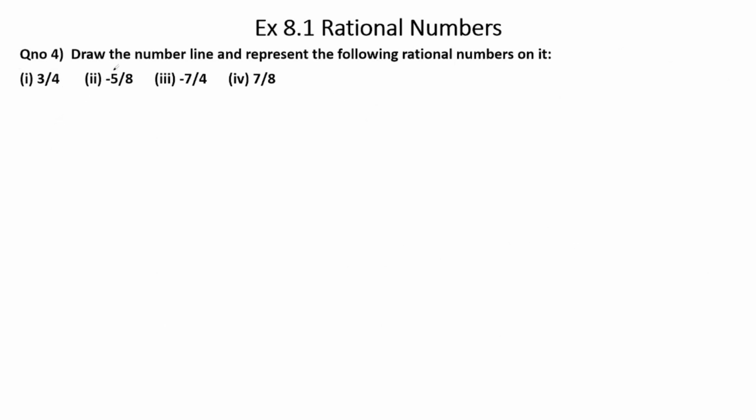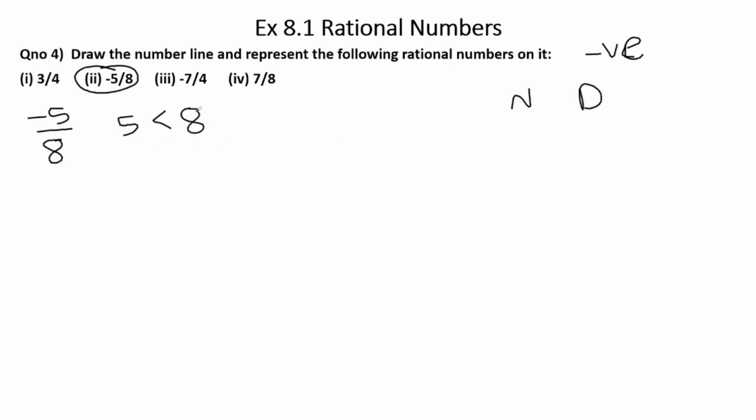Now the second one is minus 5 divided by 8. Minus 5 divided by 8 is a negative rational number, right? In this case, the numerator 5 is less than the denominator 8. In the case of a negative rational number, if the numerator is less than the denominator, then the value lies between 0 and minus 1.